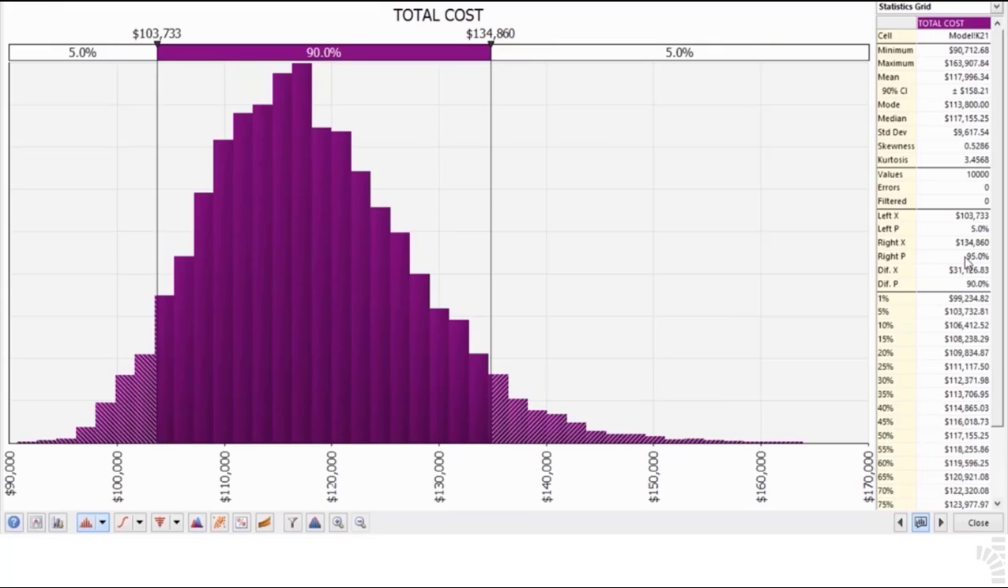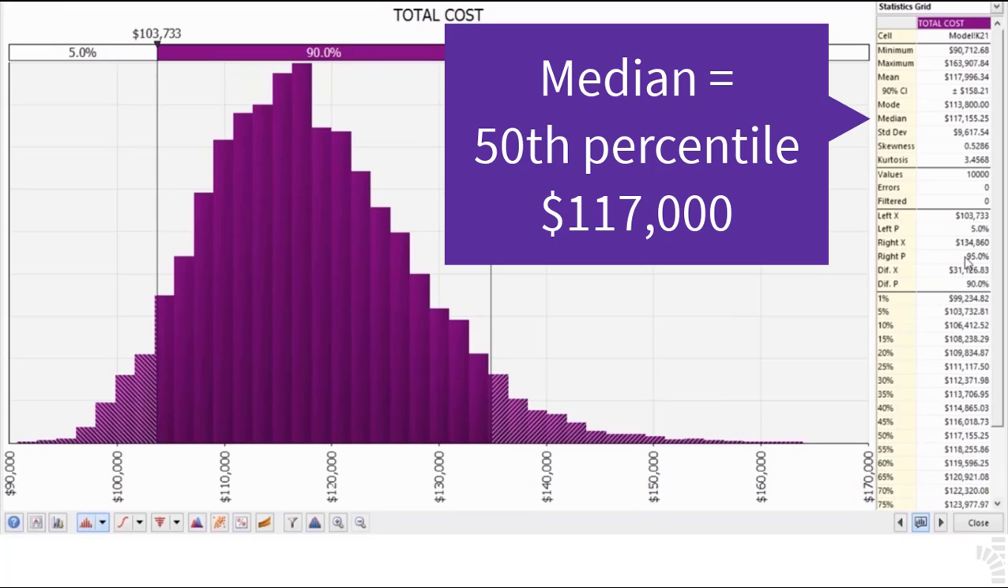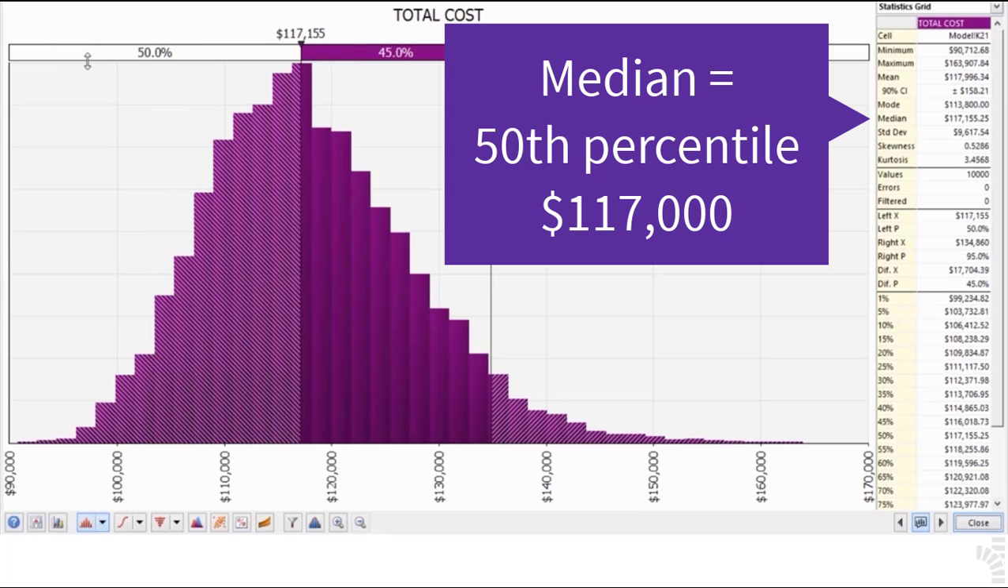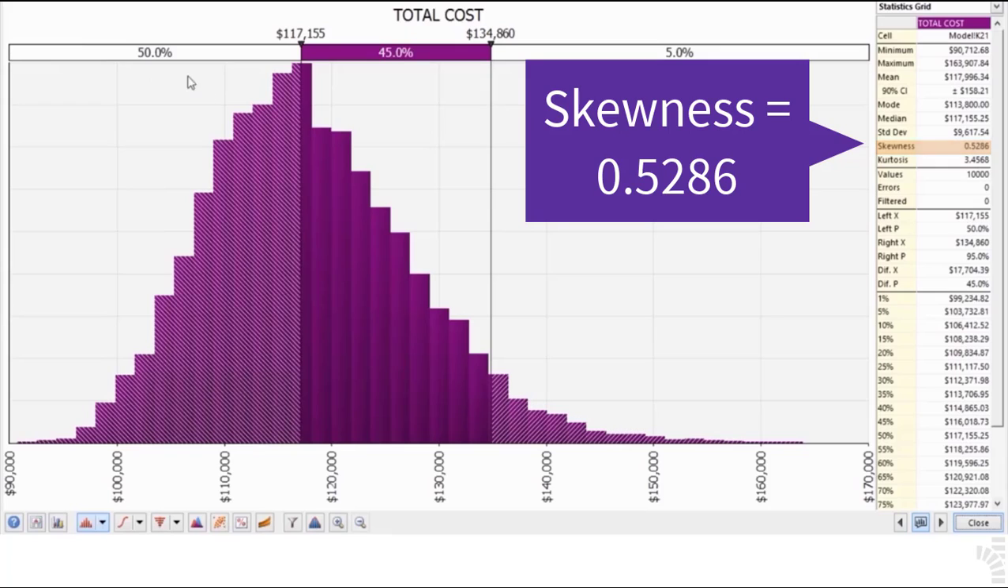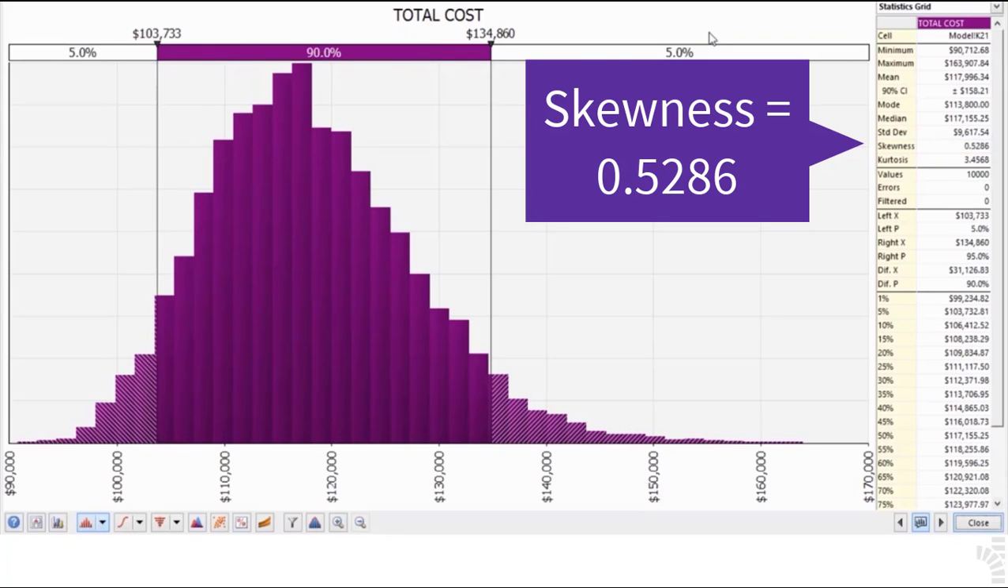In other words, unlikely events of extremely high costs drag the mean apart from the most likely outcome of $113,800. On the other hand, the median, or 50th percentile, at roughly $117,000 means that half of the possible results may be smaller than such a value, whereas half of all possible results may be larger than it. As a matter of fact, a skewness statistic of positive 0.5286 indicates a relatively larger weight of the distribution towards the right-hand side of it with respect to the left tail.